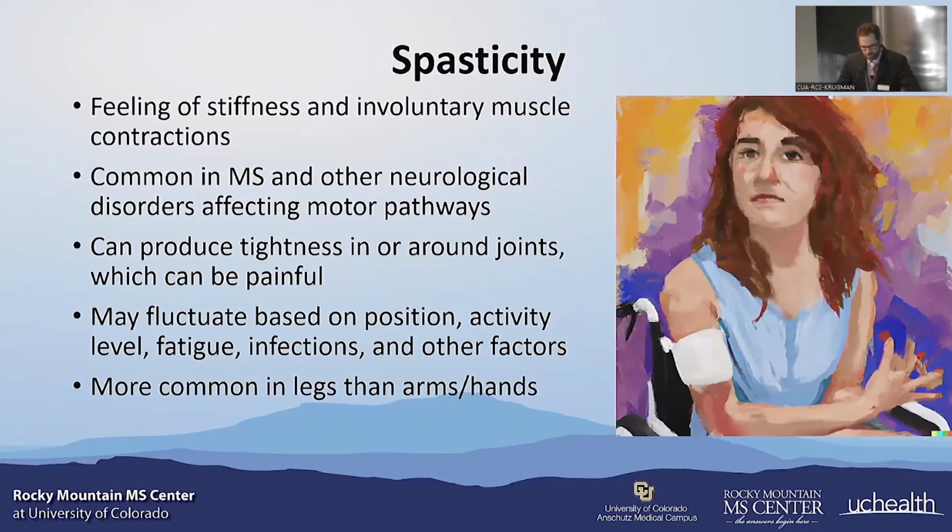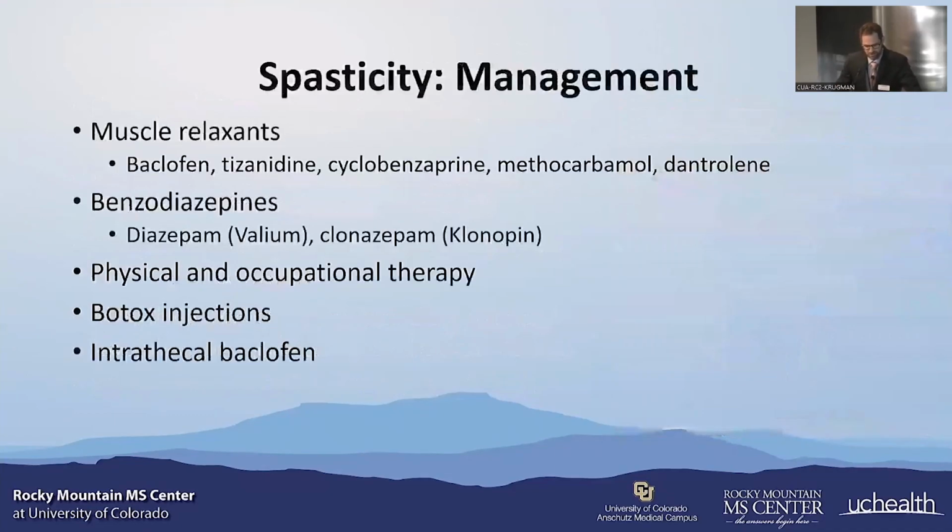And that can fluctuate depending on a variety of things, including activity level, energy level, infections, and so forth. And we'll use a variety of different medications that you see here to try to address it. Sometimes also physical and occupational therapy. And then in severe cases, we can refer for Botox, again, botulinum toxin injections, which is a powerful paralytic.